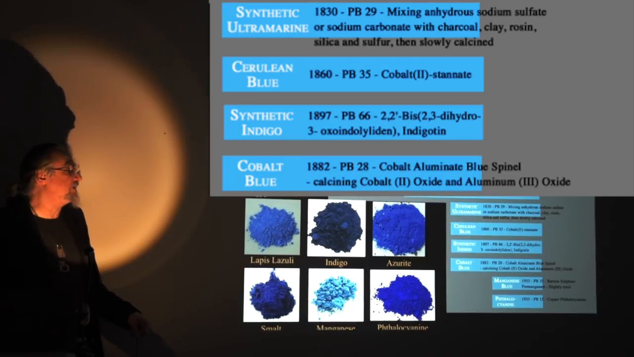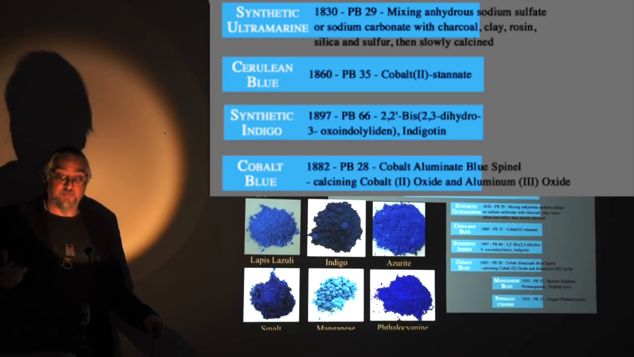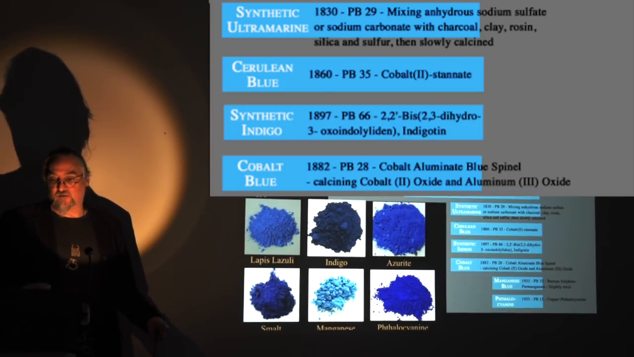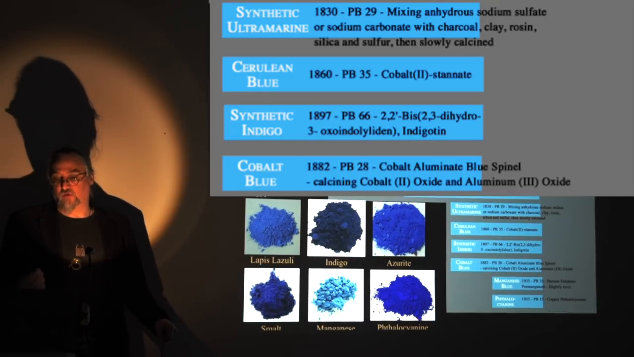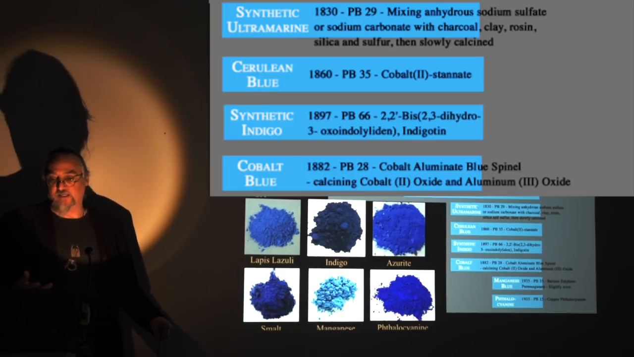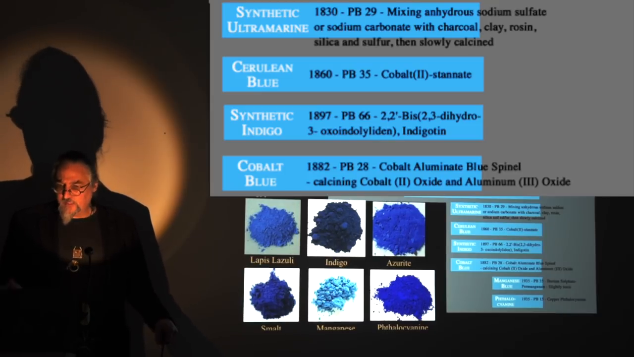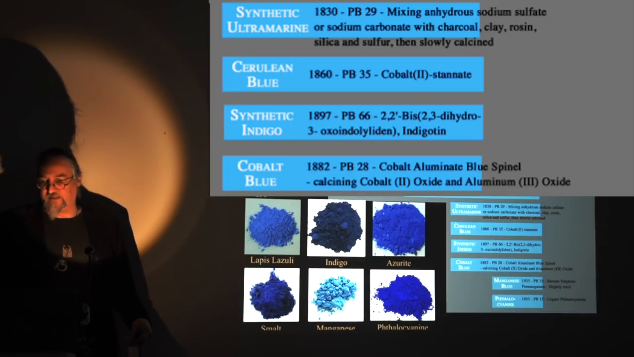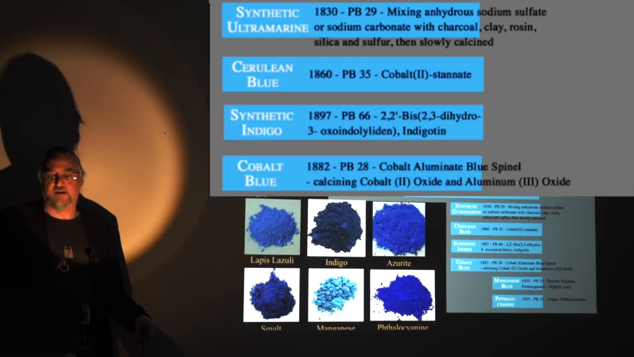And then in 1830, finally, we create a synthetic ultramarine. And ultramarine, as you know, comes from lapis lazuli, and this was a very rare, expensive pigment. After much research in the industrial age, we were able to synthetically recreate the actual substance of lapis lazuli to make synthetic ultramarine, which from 1830 to the present is still used today. Cerulean blue, a much lighter blue, began in 1860 and continues until today. Indigo, which is organic and a dye and so fairly unstable, was then replaced by synthetic indigo in 1897.